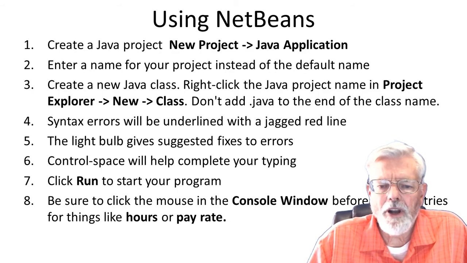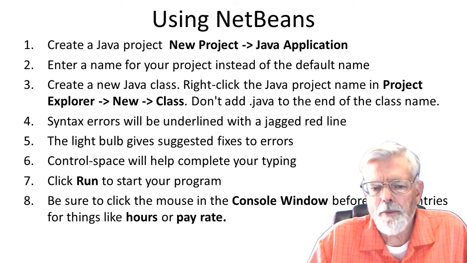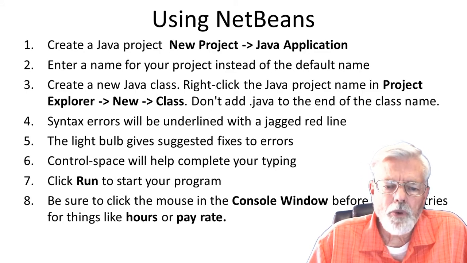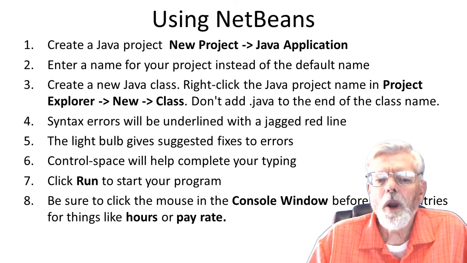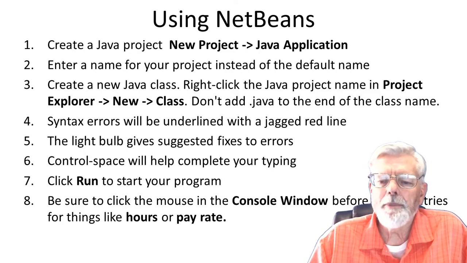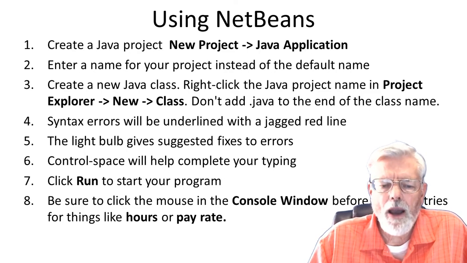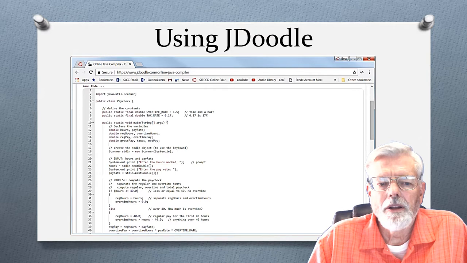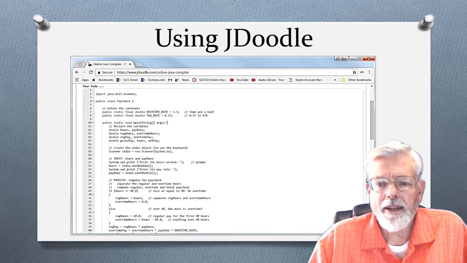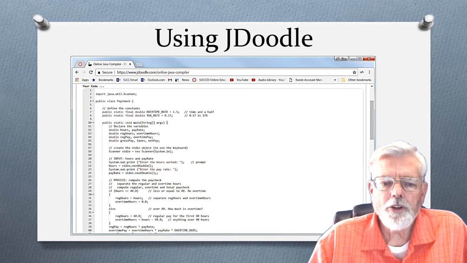Syntax errors will be underlined with a jagged red line, and the light bulb will give suggested fixes to errors, etc. Control space will help complete your typing. Click Run to start your program. And again, be sure to click the mouse in the console window before typing entries for things like hours or pay rate. All you need to use JDoodle is access to the internet and a web browser. It is a free online compiler that works for many languages, including Java.